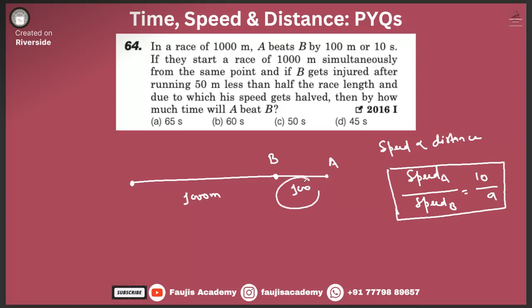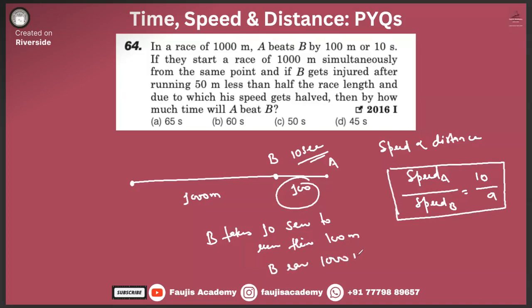Or 10 seconds means B takes 10 seconds to run this 100 meters. If A beats B by 100 meters or 10 seconds, that means B will take another 10 seconds to reach the finishing point. That means B took 10 seconds to complete this last 100-meter stretch. Yes or no? Yes, sir. Okay, so that means B ran 1000 meters in 100 seconds, right?